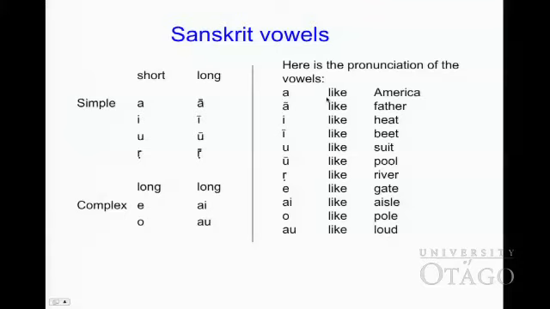Here is the pronunciation of the vowels. A like America. A like father. I like heat. I like beat. U like suit. U like pool. Ri like river. E like gate. Ai like aisle. O like pole. And au like loud.